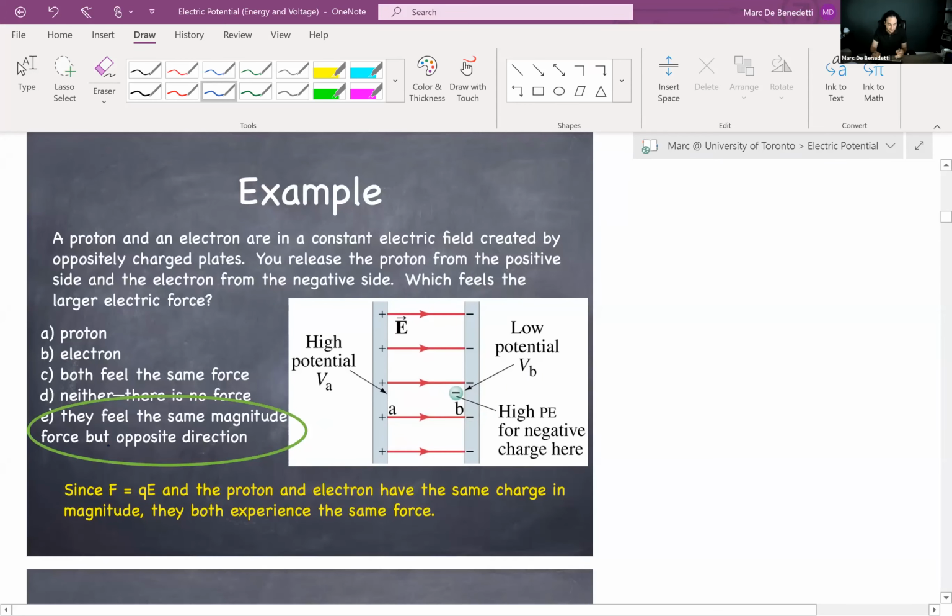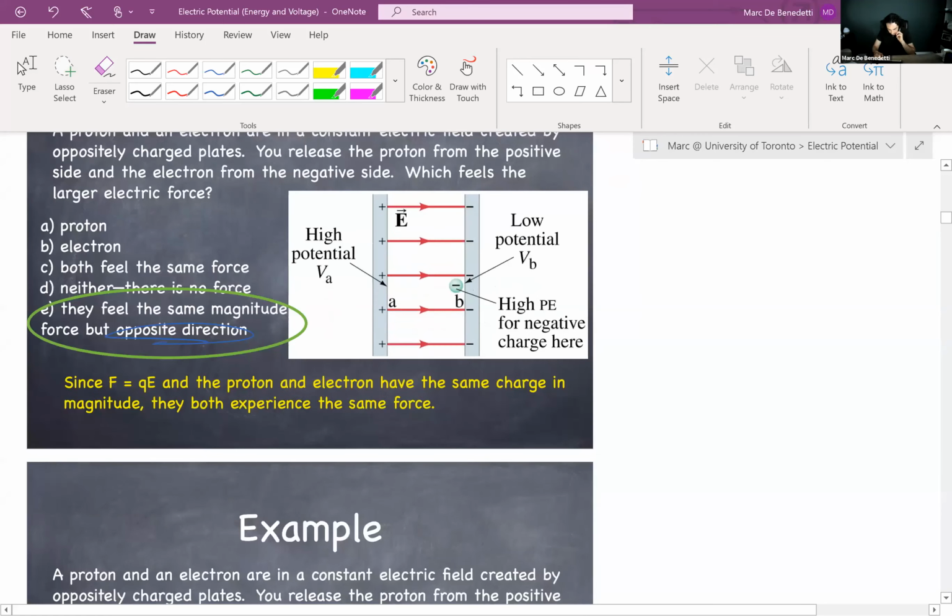Okay, yeah, sorry. They feel the same force, but opposite direction. I should be more diligent and read all the options. So yes, same magnitude of force, but opposite directions. Okay.